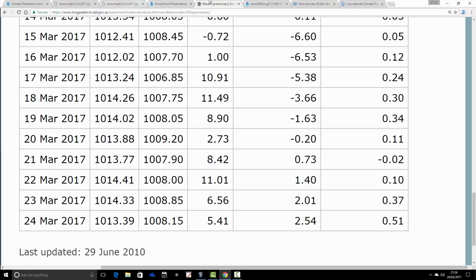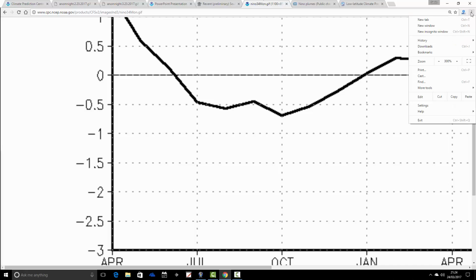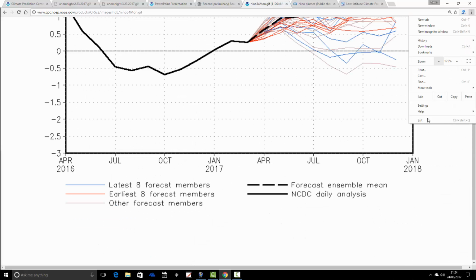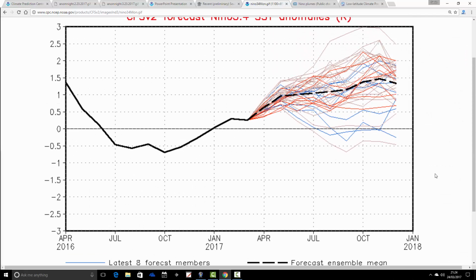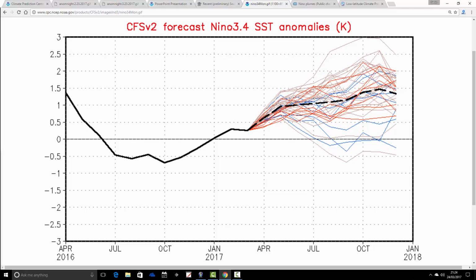What do the models think are going to happen? This is the CFS V2. This is the latest update from the CFS. It's still going for El Nino. So that's sort of the headline, I suppose. This is where we are right now with the CFS V2 ensemble plume. We're in ENSO neutral, a bit on the warmer than average side of ENSO neutral.